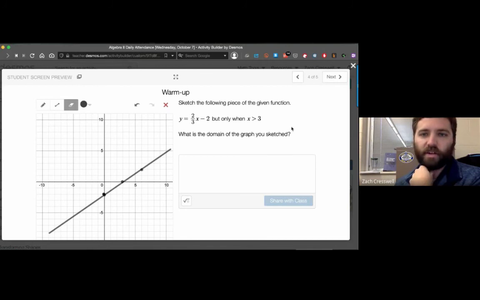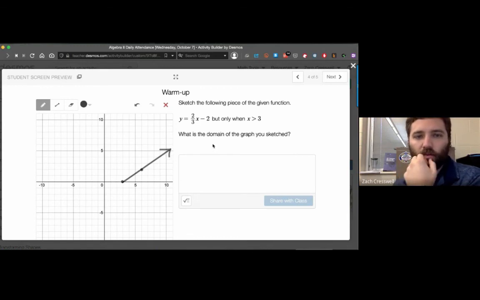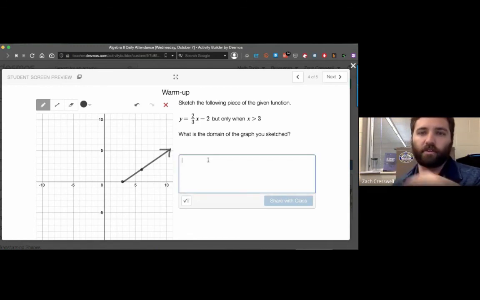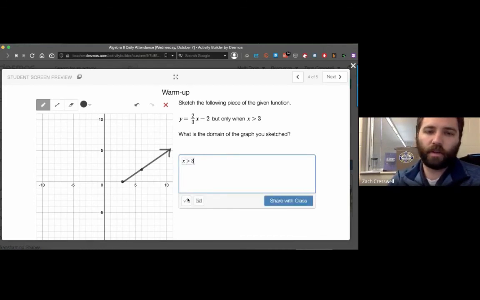But then it says we check the, well, this is called the constraint. So we check the constraint and it says only when x is greater than 3. So starting at 3, we can just erase everything going back this way because we only want that piece of the graph. Get rid of that, make it an arrow. And then we should be good. There's the other piece, and the domain is just when x is greater than 3. All right, any questions on that?